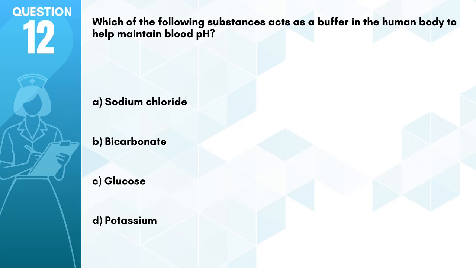Question 12. Which of the following substances acts as a buffer in the human body to help maintain blood pH? A. Sodium chloride, B. Bicarbonate, C. Glucose, D. Potassium.